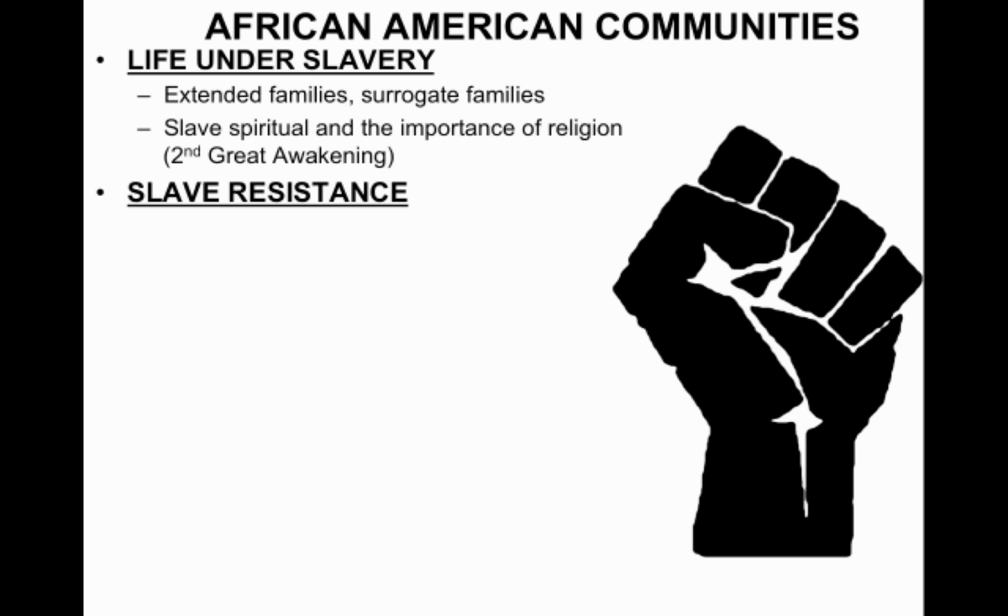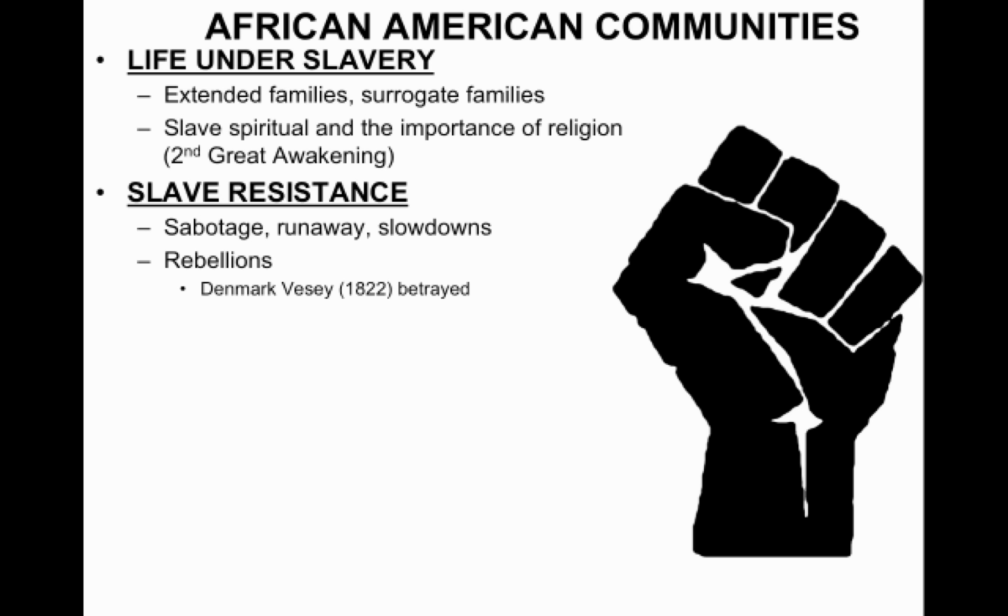Slave resistance plays a key role. You're going to have all sorts of different ways that slaves are going to show their unhappiness with the institution: sabotage, destroying things, destroying tools, running away, work slowdowns, and the most obvious one is going to be rebellions. And Denmark Vesey is an example.